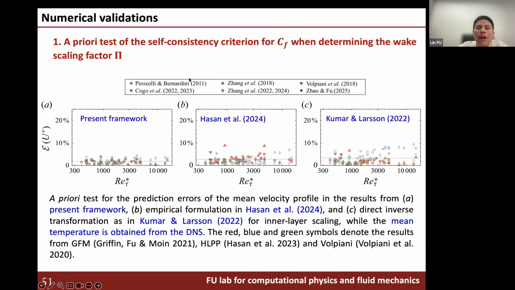So we can do an a priori test. A priori test means that the mean temperature is obtained from the DNS data set, not from the VT relationship, and we only concern ourselves with the velocity prediction.